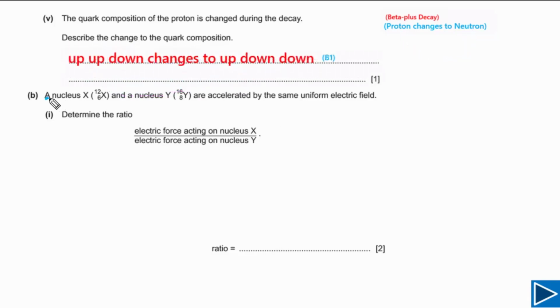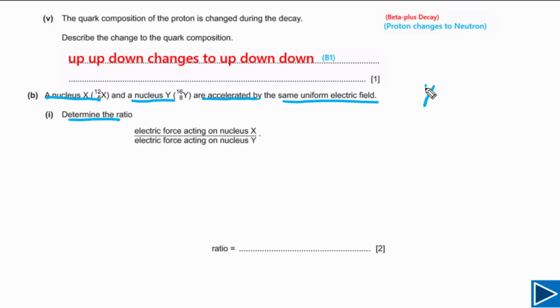For part B, it is given to us a nucleus X, the proton number is 6, or atomic number is 6, and mass number is 12, and the nucleus Y, mass number is 16, and proton number is 8, or we can simply say atomic number is 8, are accelerated by the same uniform electric field. We need to determine the ratio between the electric force acting on nucleus X and the electric force acting on nucleus Y. First of all, let's try to understand what this is telling us.